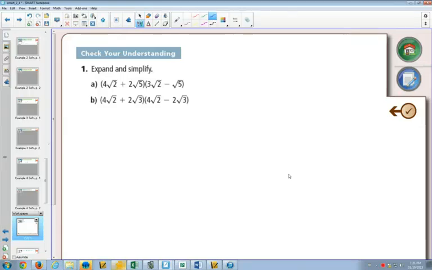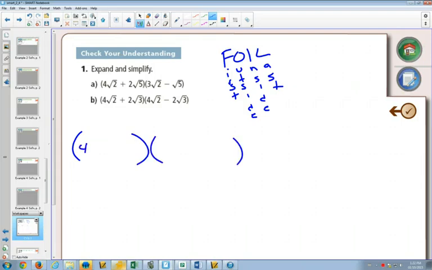Expand and simplify, so we act just like we would with algebra. For some of us, we remember from last year the word FOIL, which means you multiply your first ones, your outside ones, your inside ones, and your last ones. So when we're multiplying our first ones here, which is 4 root 2 times 3 root 2 plus 2 root 5 minus root 5.